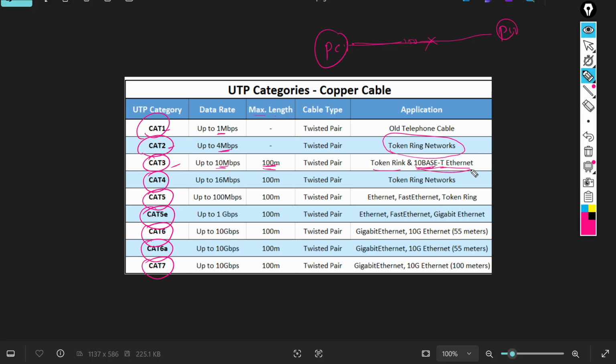Remember this point. This is the standard. 10 base T means 10 base means 10 Mbps, T means twisted pair cable. It is also very old. Just leave it. Category 4 supports up to 16 Mbps. Same length. It is also same purpose, same network. Token ring networks only.